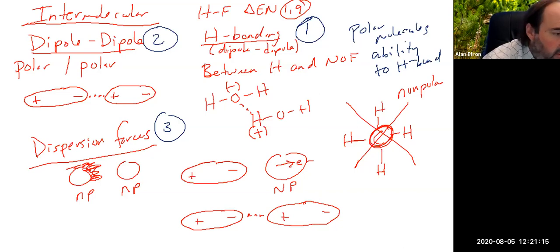Dipole is used for polar molecules that do not have the ability to hydrogen bond. So something like PF3, for example, it's trigonal planar, doesn't have hydrogens, but is still polar, able to have dipole interaction. And really, dispersion forces are used for non-polar molecules in terms of their interaction.